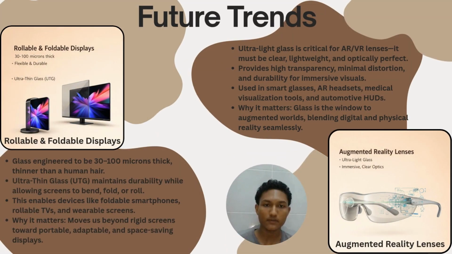Let's dive into the future trends. The first one is rollable and foldable displays. Glass isn't thick anymore. It's now being engineered to be incredibly thin, between 30 and 100 microns, which is thinner than a human hair. This ultra-thin glass, or UTG for short, stays durable even when it bends. So we are now seeing phones that fold in half, TVs that roll up like posters, and even wearable screens that wrap around your waist.